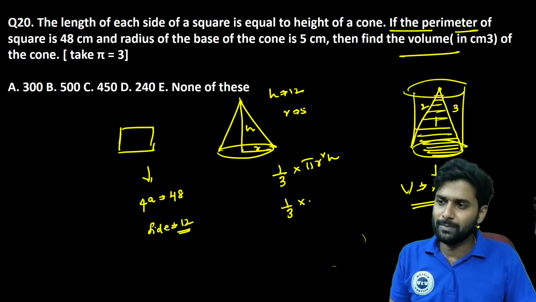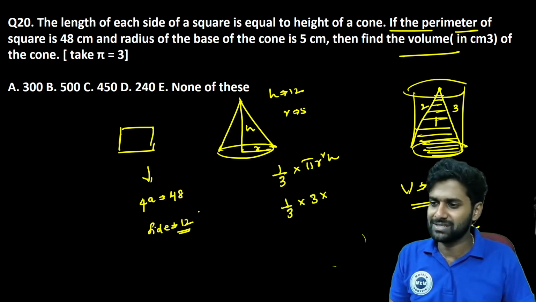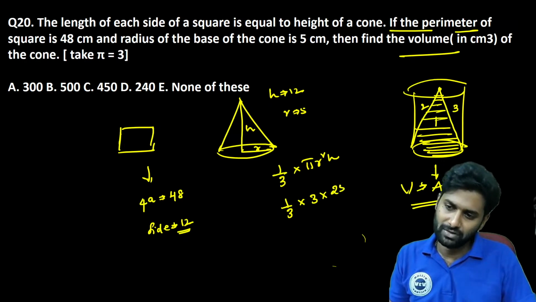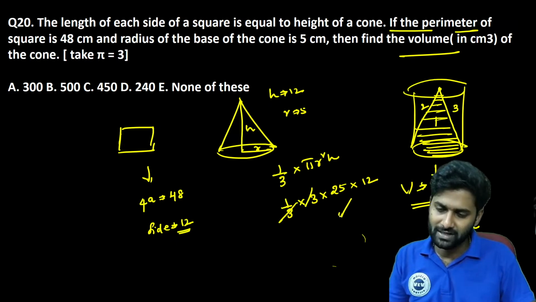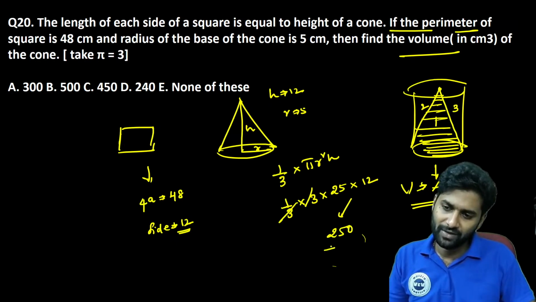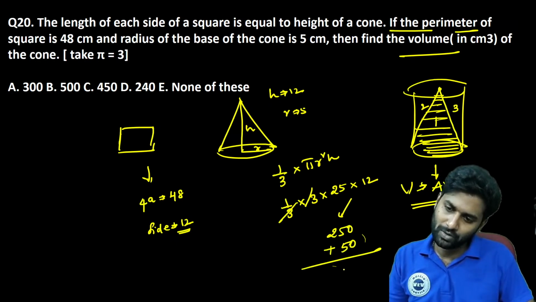Now 1/3 pi value, assume as 3 according to this data. Radius is 5, r square is equal to 25. Height is already found. So finally 25 times 12, 25 times 4 is 100, so the total value becomes 300.